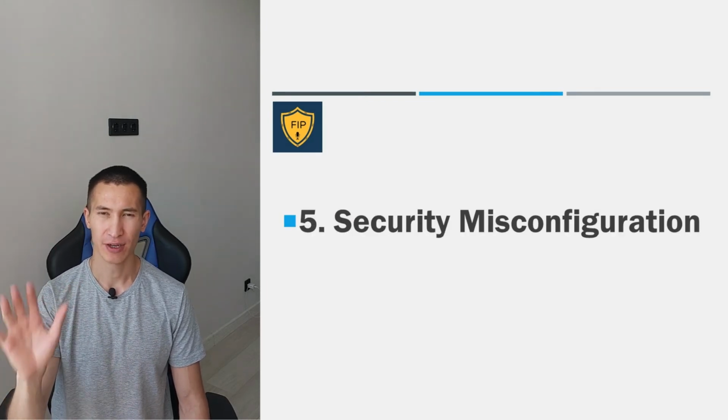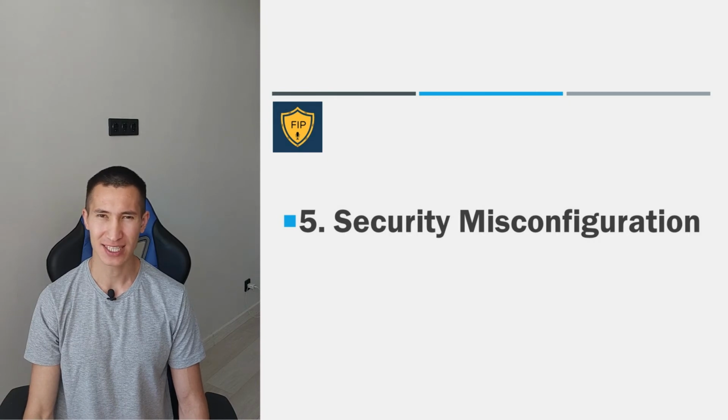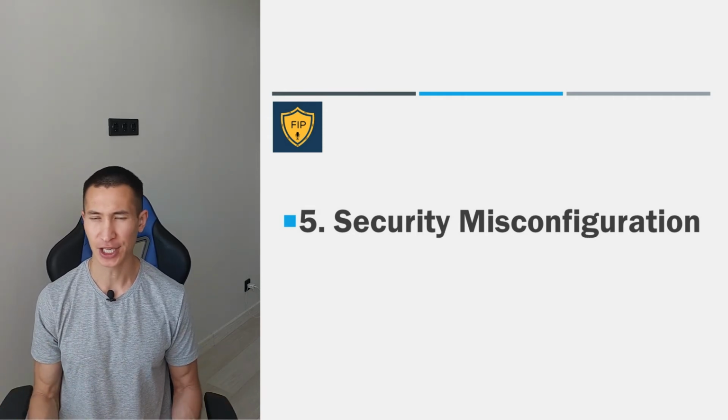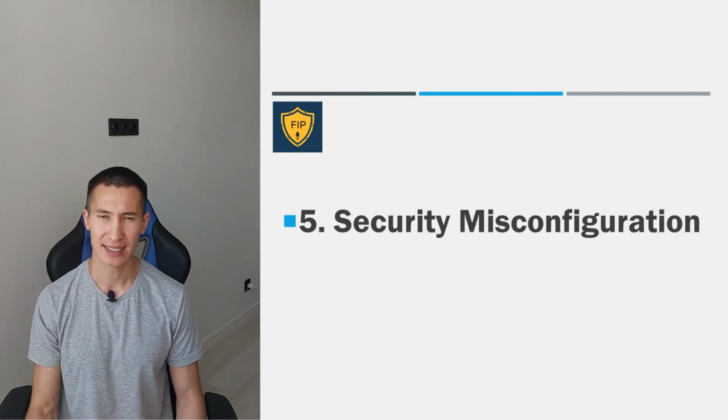The fifth on the list is security misconfiguration. They come from unnecessary features left enabled, default accounts, unchanged passwords, unset security settings in the application frameworks, etc.